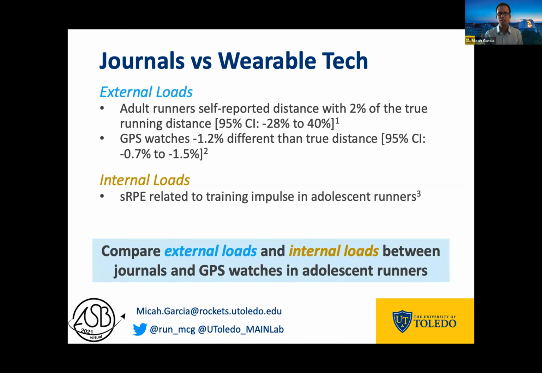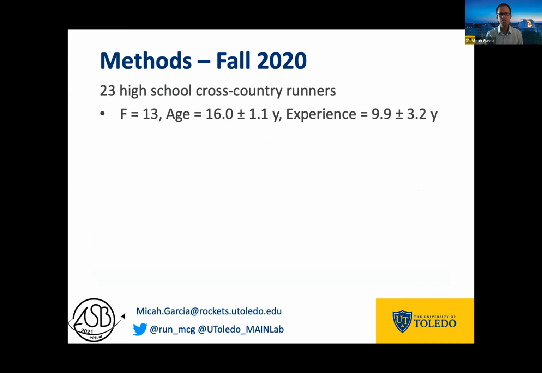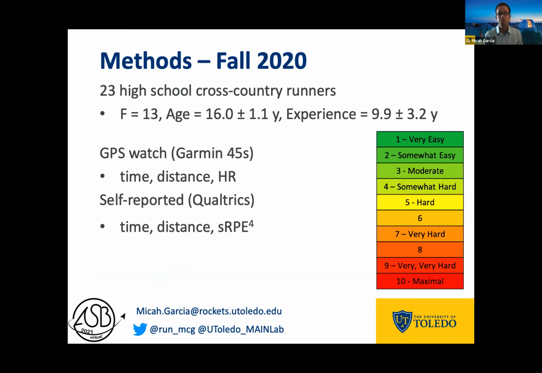So we were interested in comparing external loads and internal loads for adolescent runners, whether they self-reported it with a journal or if it was something that we extracted from a GPS watch, to see if those measures were similar. To do this, we had 23 high school cross-country runners enrolled in our study. And during their cross-country season, we loaned them a GPS watch. So we were able to extract the time, distance, and then their average and max heart rate for each running session. But then we also asked them to self-report their running session and to tell us what their time, distance, and then their SRPE was.